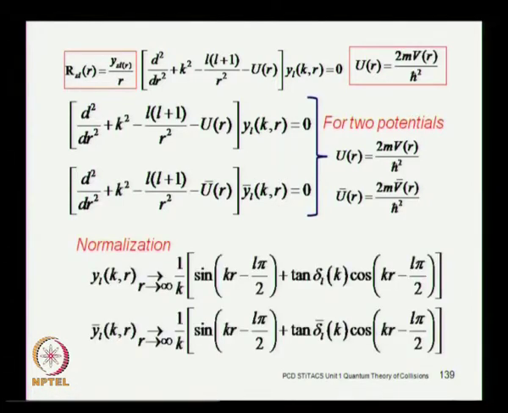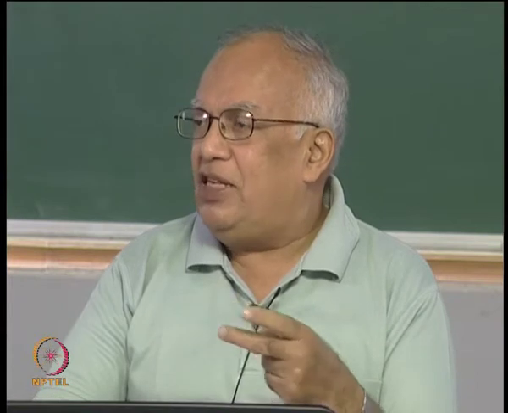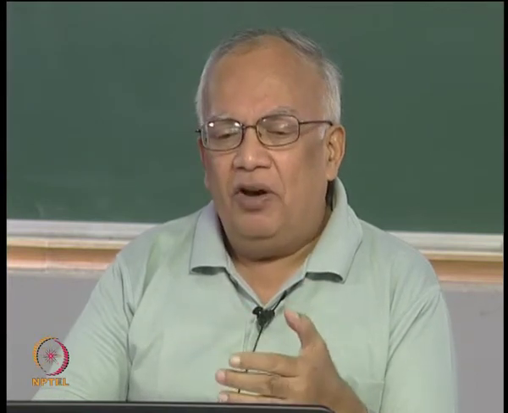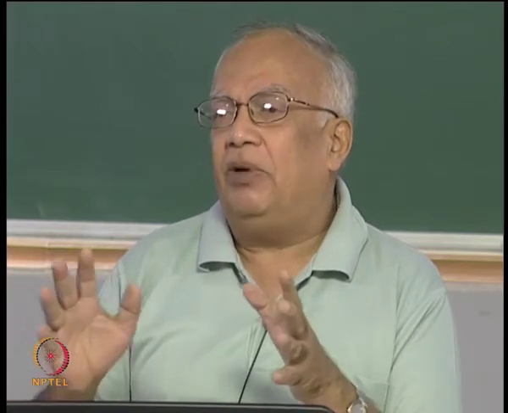So you can normalize them, each potential will be responsible for generating a phase shift, which is why you get a phase shift delta from the first function and a phase shift delta bar from the second function. So we have used these relations earlier, except that now we are using two of them. Each of these equations we have seen earlier, but now we are considering them as a pair, so that we see what is the relative difference between the phase shift caused by the potential u in comparison with the potential u bar.